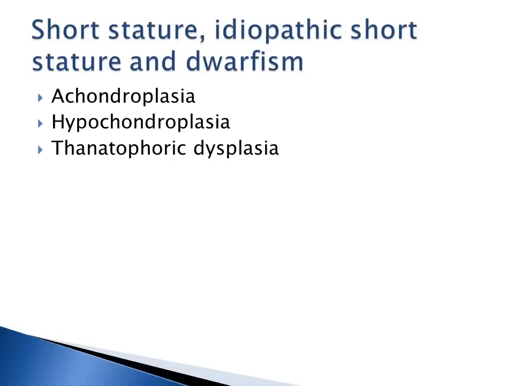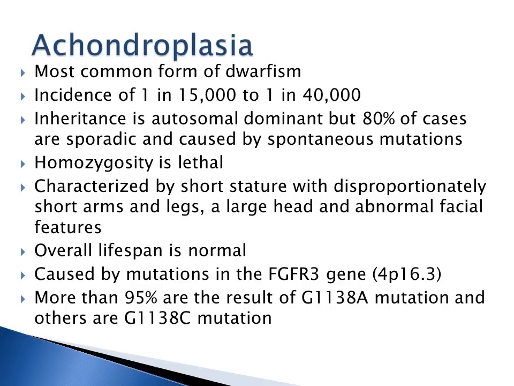Diseases that are associated with chromosomal abnormalities that cause short stature and dwarfism include achondroplasia, hypochondroplasia, and thanatophoric dysplasia. Achondroplasia is the most common form of dwarfism. The incidence is between 1 in 15,000 to 1 in 40,000, and the inheritance pattern is autosomal dominant. However, 80% of achondroplasia cases are sporadic and caused by a spontaneous mutation.